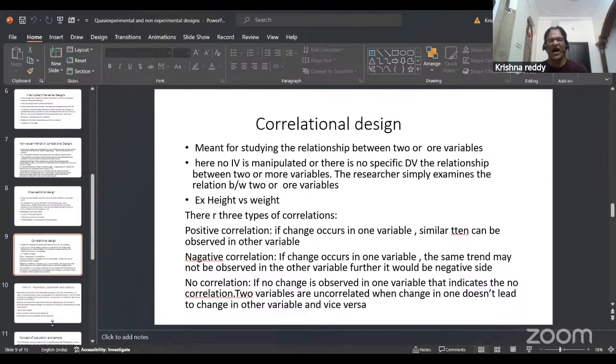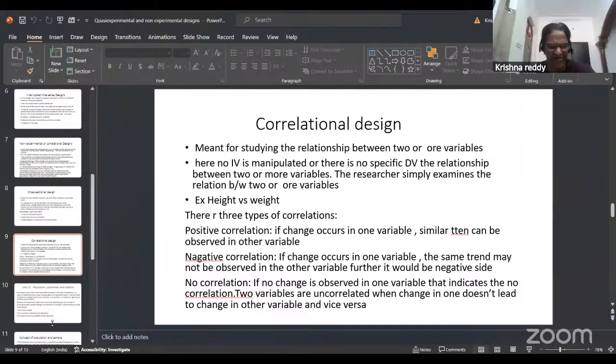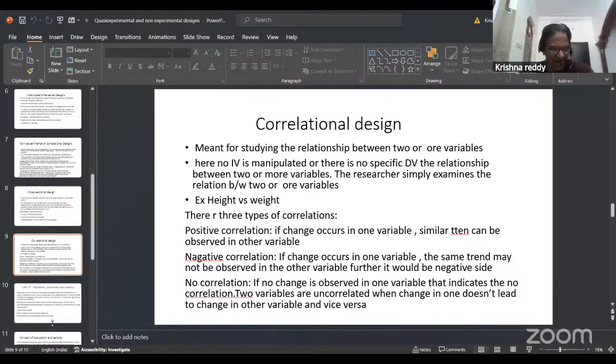For example, height versus weight. All those people who are 6 feet, what is their weight? Is it 80 kgs? If height increases, the weight should also increase. That is correlation. But it may not be the same in reality. There are weak people also. If you ask me, if the height is 6 feet, their weight is supposed to be 80 kilos.